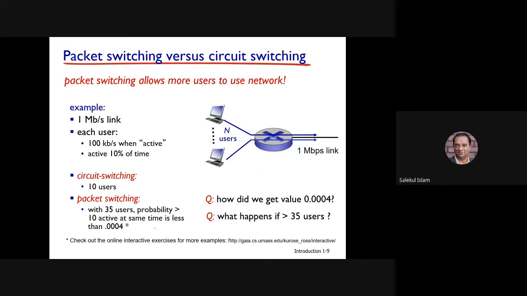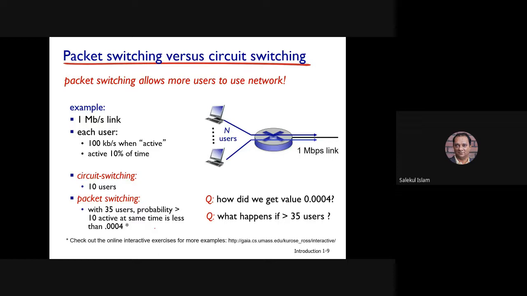If we compare packet switching versus circuit switching, the first advantage of packet switching is that it allows more users to use the network. Theoretically, packet switching can support an infinite number of users. Although, if you increase the number of users, too many users inside the network, then you will find severe delay and you may find disruption in your video streaming, or it will take longer to load a simple web page, something like that.